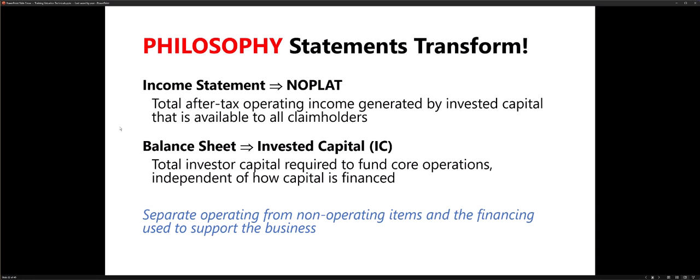Why are we transforming these statements? So we can see the operating side of the business and we can see the economic performance of those assets.